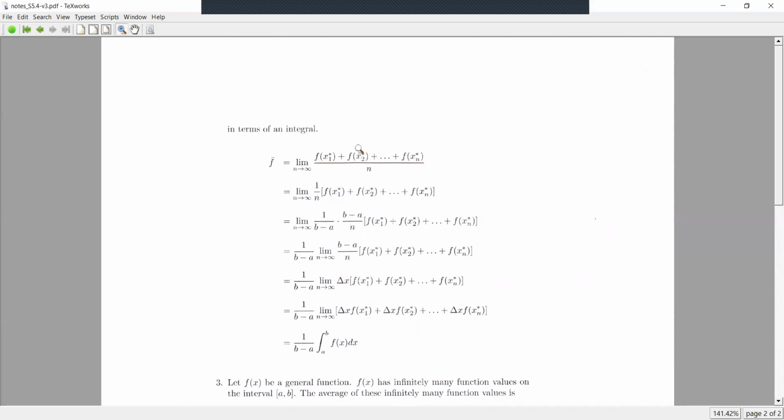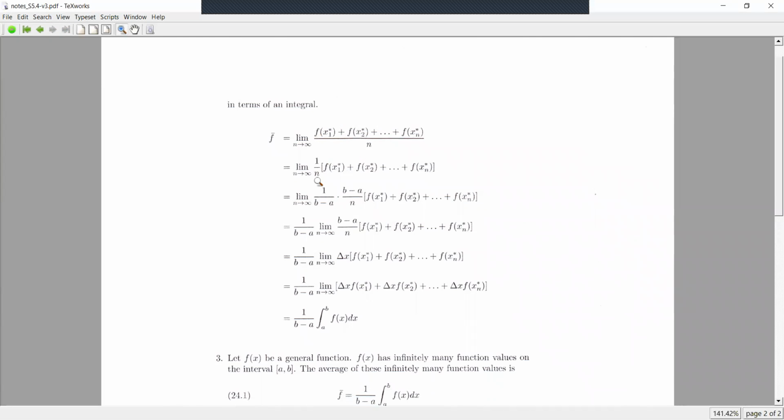F bar is this limit. Let me write this quotient as 1 over n times this sum. Next, let me write 1 over n as 1 over b minus a times b minus a over n. B minus a is a constant, so 1 over b minus a is a constant. It doesn't depend on n. So I can move this number outside the limit to get this equation.